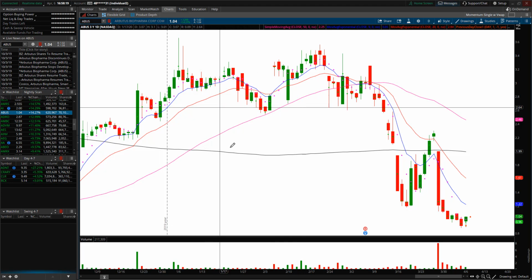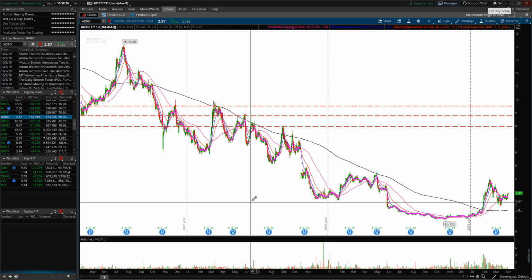But that's why I wouldn't necessarily discount it. I might put it on because there's really not much to look at. I'm going to try a couple more, and then I'm going to go to the larger cap stocks.